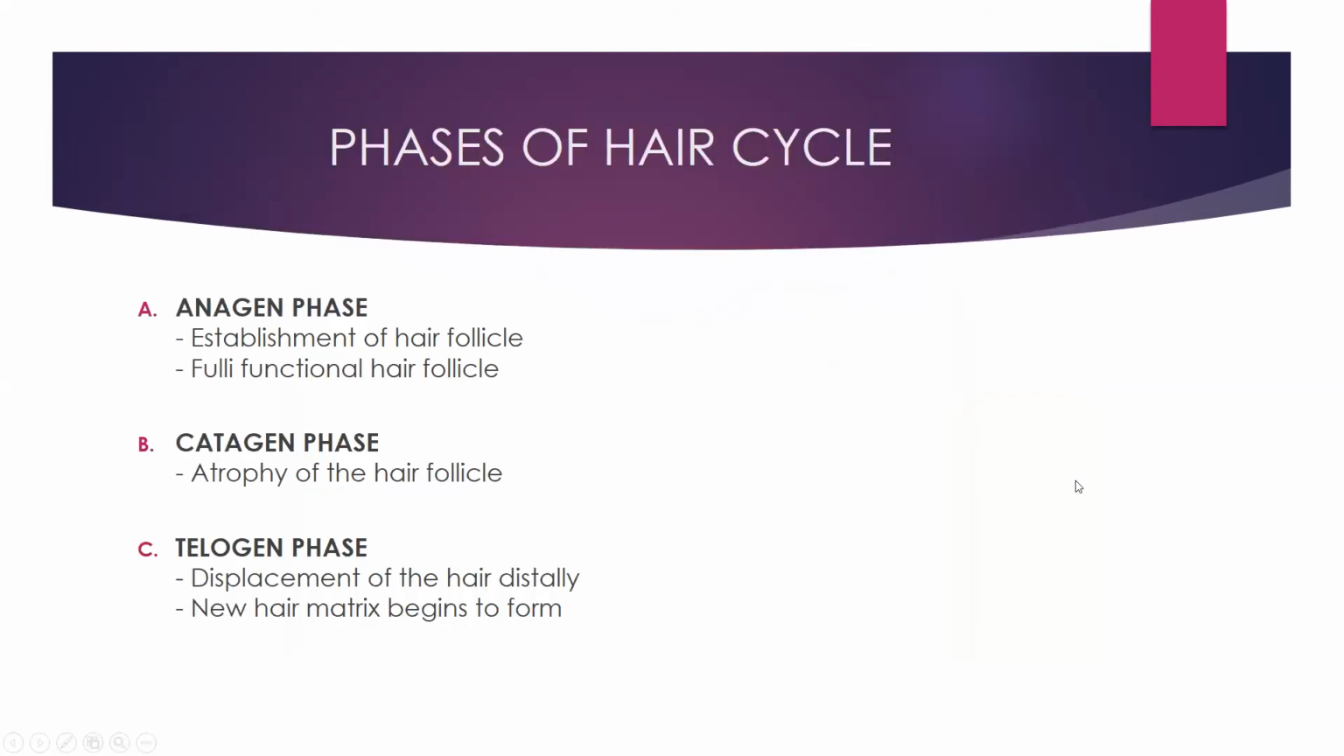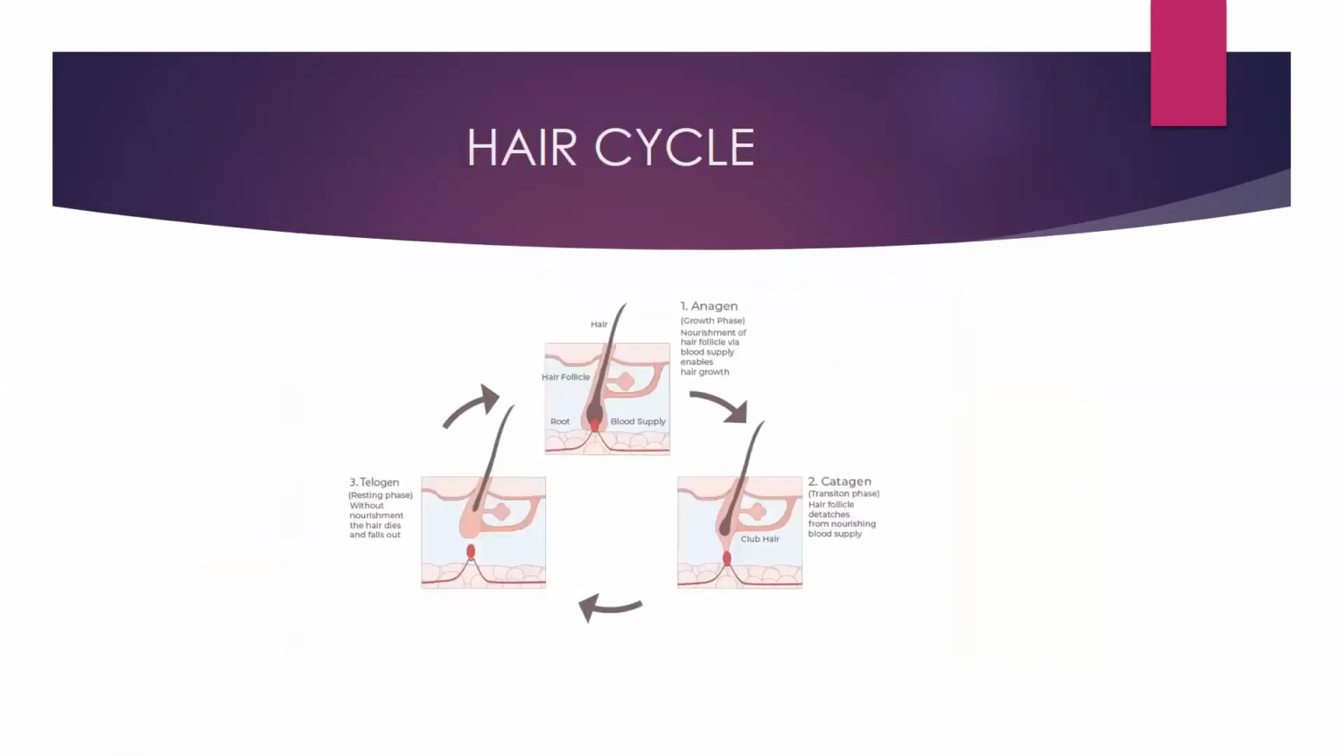Phases of the hair cycle: we have the anagen phase, which is the establishment of hair follicles and a fully functional hair follicle. The catagen phase is the atrophy of the hair follicle. And the telogen phase is the displacement of the hair distally, and a new hair matrix is going to be formed. So this is how it looks.